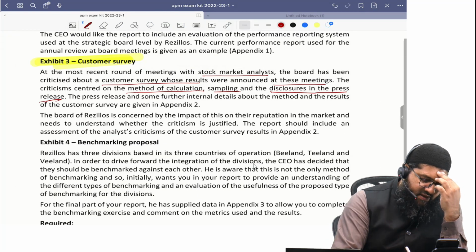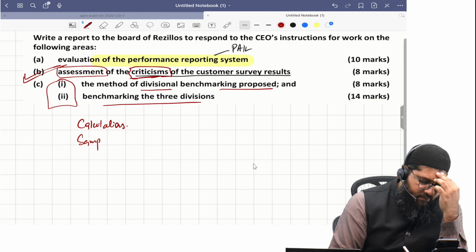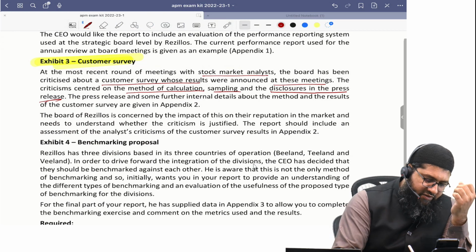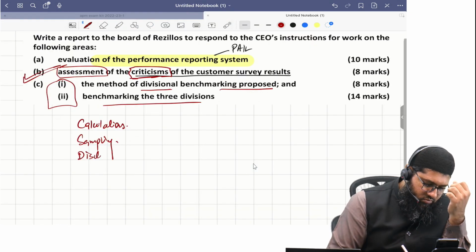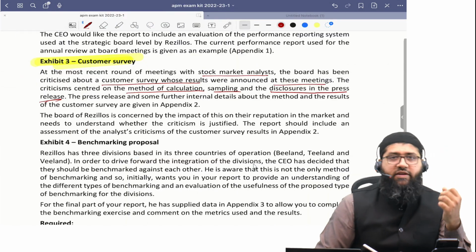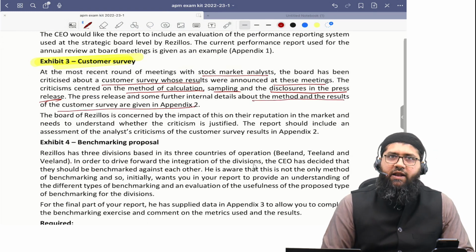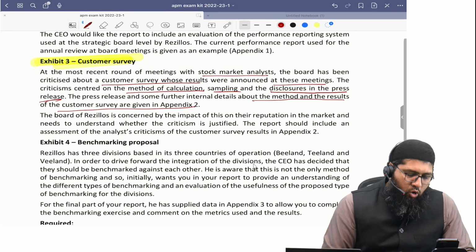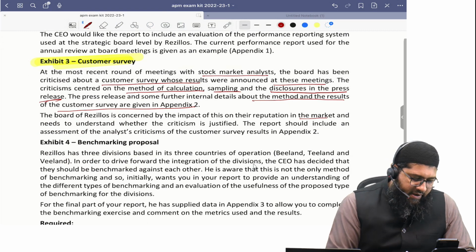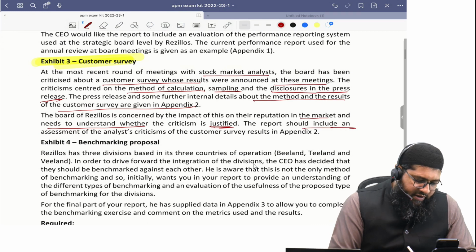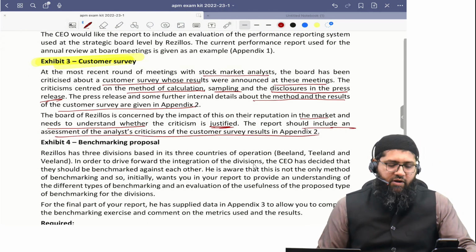The second thing is that the sampling of the results is incorrect. The third thing is the disclosures and press release. What does it say then? The press release and some further internal details about the method and the results of the customer survey are given in Appendix 2. The board of Reselos is concerned about the impact of this on their reputation in the market and needs to understand if the criticism is justified. The report should include an assessment of the analyst's criticism of the customer survey results in Appendix 2.